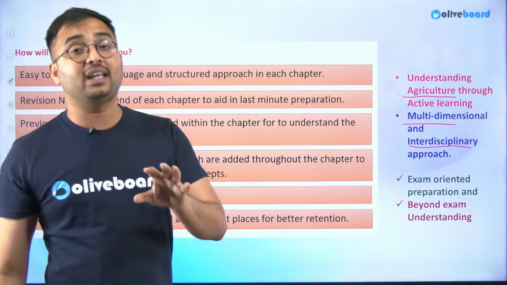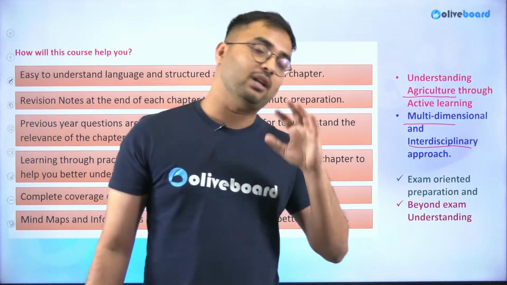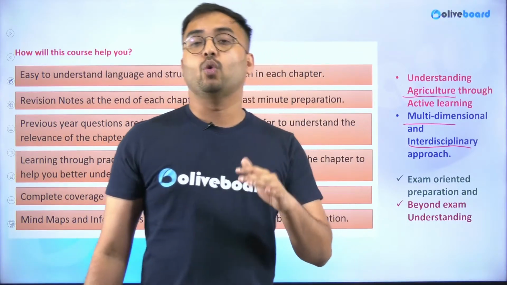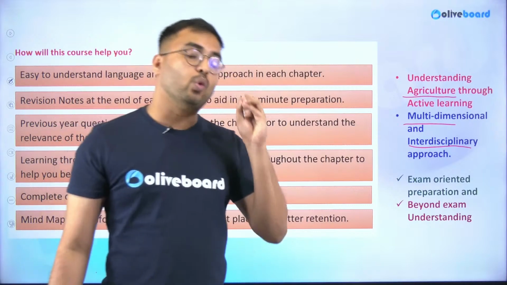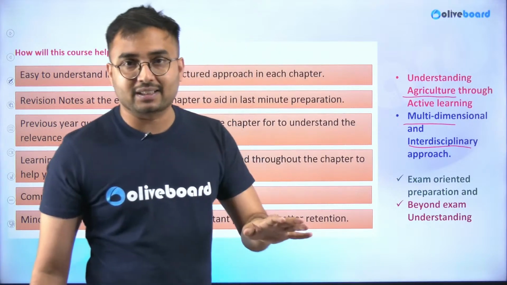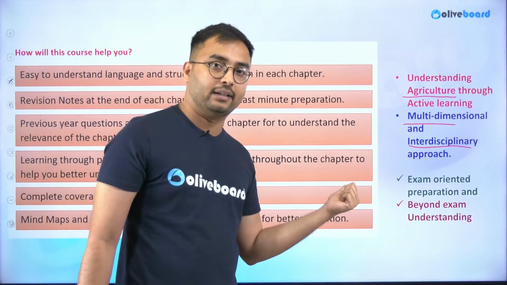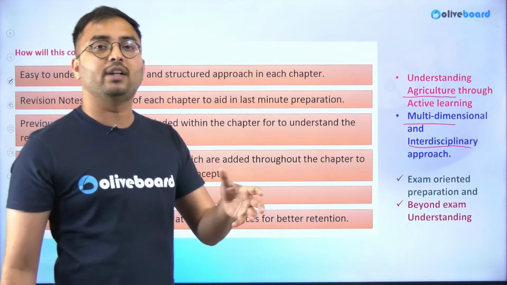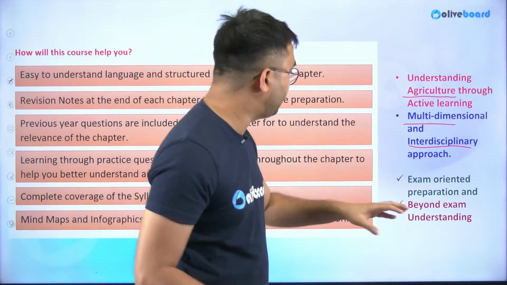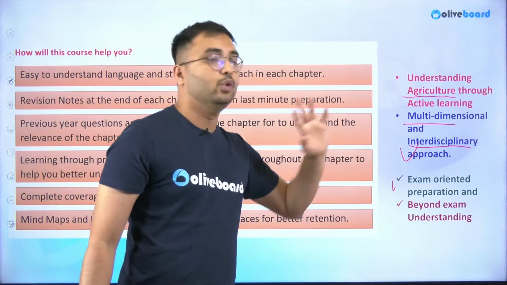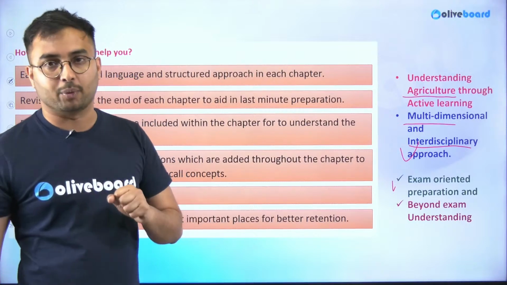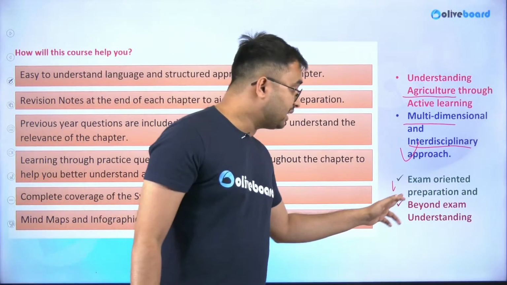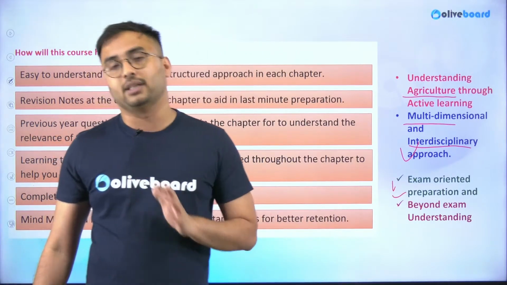Maybe there, if you see the toppers' mark sheets also, which I will be sharing with you very soon, if you go through them, the biggest scoring subject for them was not ESI, was not English, but rather ARD. Because in agriculture and rural development, there are easy points to collect if you definitely know this multidimensional and interdisciplinary approach. The other thing is exam-oriented preparation and understanding beyond the exam.